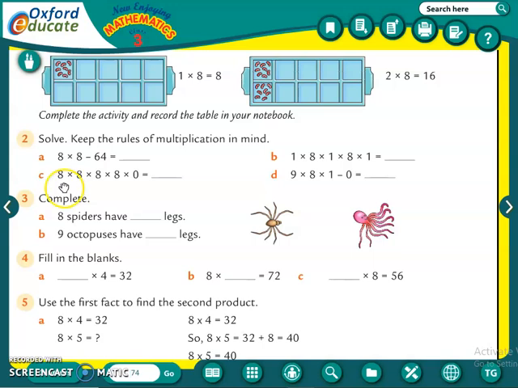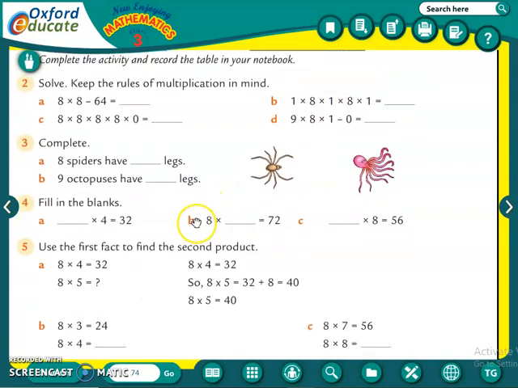Same here it is given 1, 2, 3, 4 times 8 multiplied by 0. So what will be the answer? If we multiply any number with 0, the answer will be 0 only. Okay. Then these two also you can do by yourself. Try to do it by yourself.